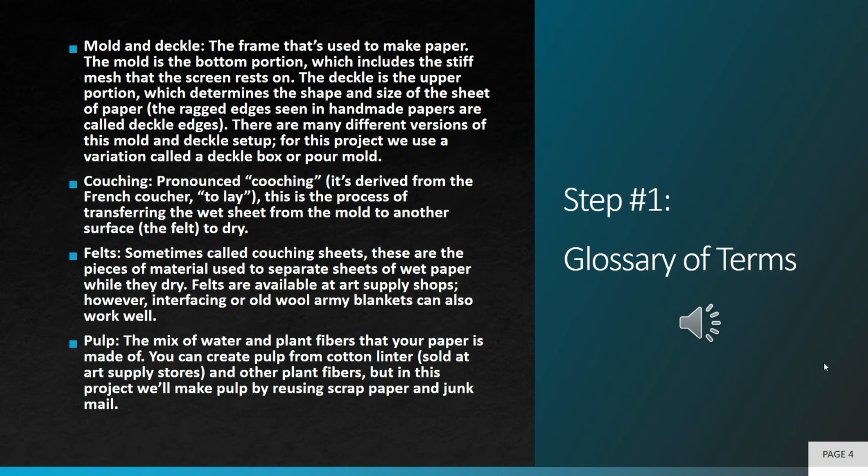And then pulp is basically mixing water and plant fibers that your paper is made of. And most of the time it's made out of some sort of trees, pine trees, and then some hardwood trees like oak and maple. There are some papers that are made out of bamboo and some other materials like cotton. There are some papers made out of 100% cotton.